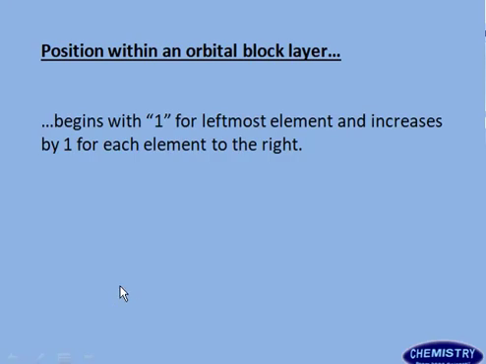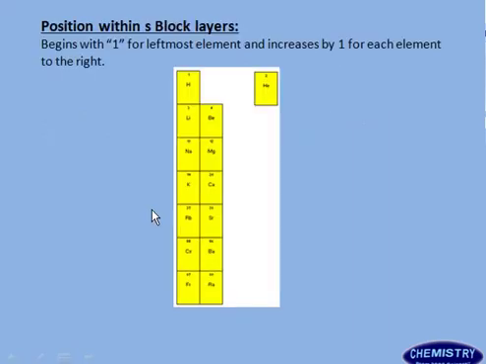And then lastly, we need to recognize that position within an orbital block layer begins with 1 for the leftmost element and increases by 1 for each element to the right. And what that means is, like, this is layer 1 in the S block, so that is position 1. In layer 1, this is position 2. This is the 3rd layer, position 1, position 2. Second layer, position 1, position 2. And that pattern repeats as we go down through. So position simply is 1 with the first in the layer and goes upward from there.